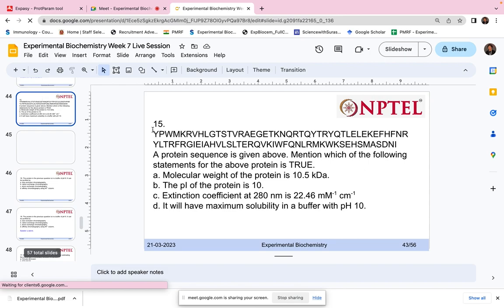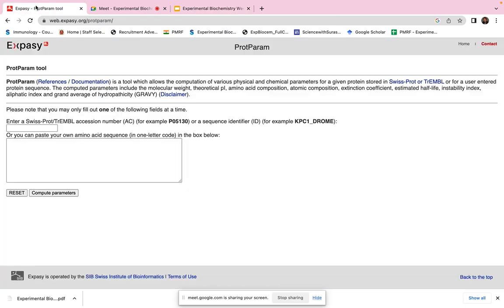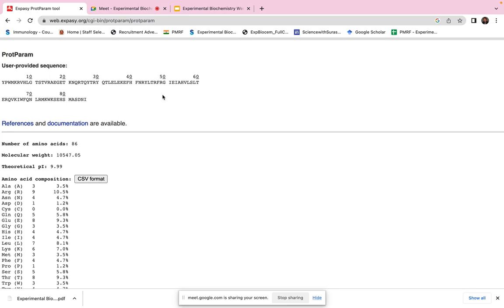Okay, so this is the amino acid sequence. I'll copy it and paste it here in this ProtParam tool, and I will compute the parameters. Now this ProtParam will give me the following information.